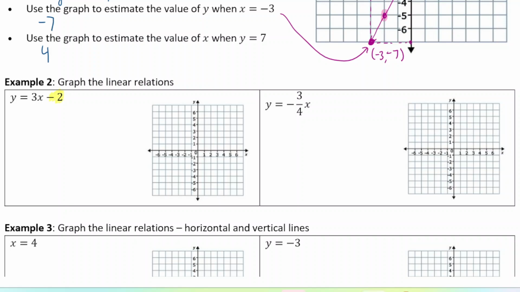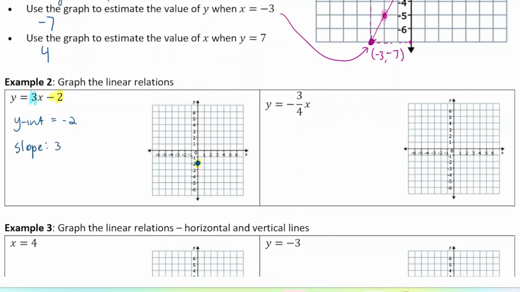So the starting point or the y-intercept for us is going to be -2, and then my slope is going to be 3. Always start with the y-intercept. It's called the starting point for a reason. Okay, we're going to start there at -2. I'm going to highlight that. And then I'm going to use the slope to graph some more points.